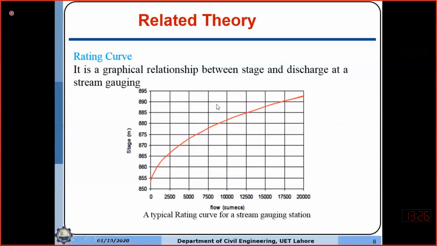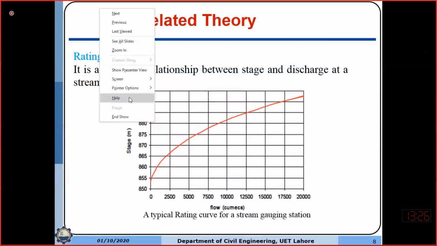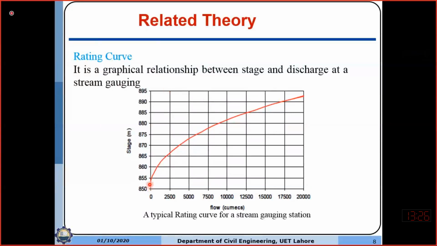So we have the rating curve which is showing the upward or increasing trend. For example, we get the upper rating curve for the rising stage, and we have the lower rating curve for the falling stage, and then we take the average of the two to consider as a rating curve.